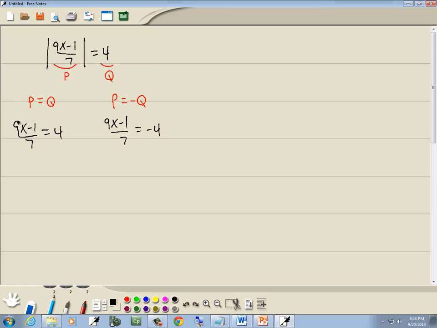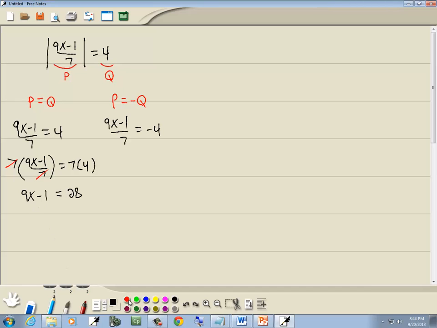First step, get rid of parentheses, don't have any. Second step, get rid of fractions. Multiply everything by the LCM of all your denominators. We only have one denominator, the 7, so we're going to multiply everything by 7. So we'll multiply it times the fraction on the left side, and we'll multiply it times the 4. These 7's cancel. And we got 9x minus 1 is equal to 7 times 4 is 28.